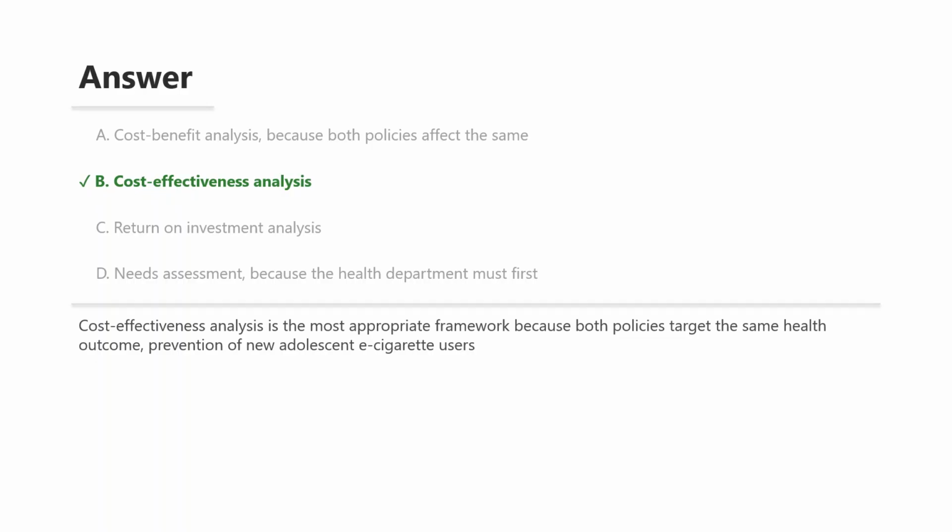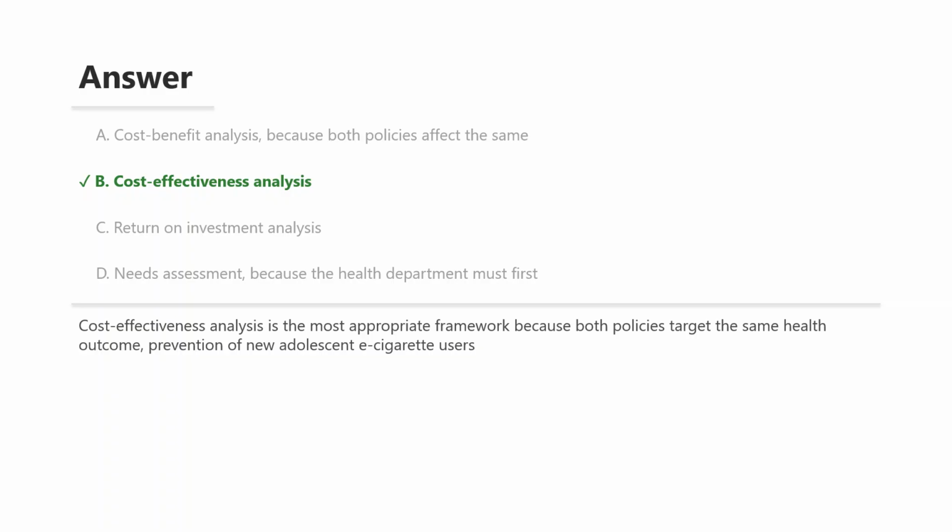The correct answer is B. Cost-effectiveness analysis is the most appropriate framework because both policies target the same health outcome, prevention of new adolescent e-cigarette users, and can be directly compared using cost per case prevented. Policy A costs approximately $133 per case prevented, while Policy B costs $500 per case prevented, making Policy A more cost-effective.